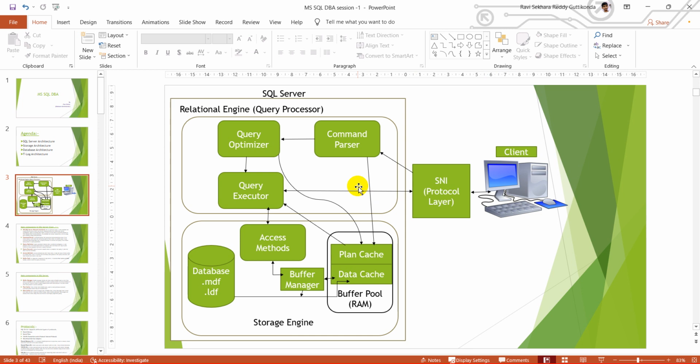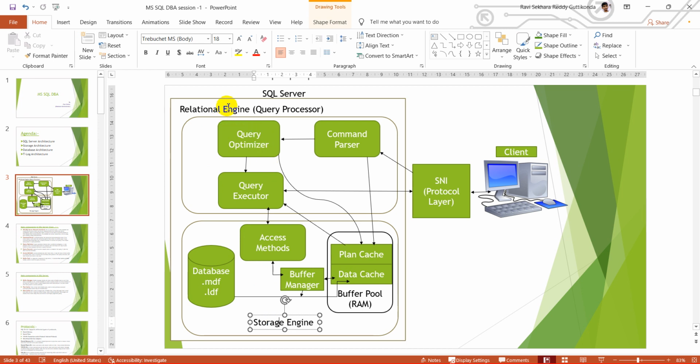If we say SQL Server is the entire engine, this is a brief diagram. If we understand this entire diagram, we can easily understand the SQL Server architecture. These are the main components of SQL Server architecture. The entire SQL Server engine is divided into two engines: one is the relational engine and the second is the storage engine. The relational engine is also called the query processor.